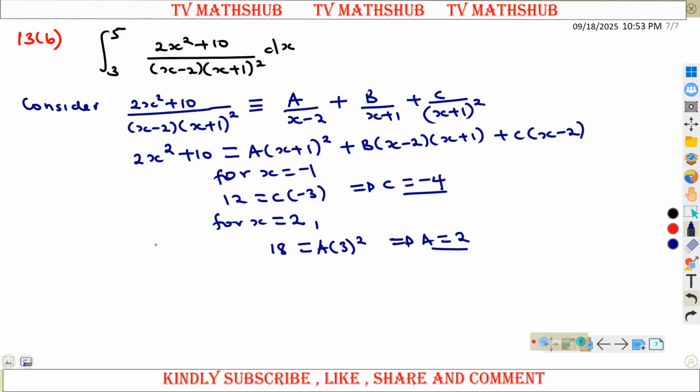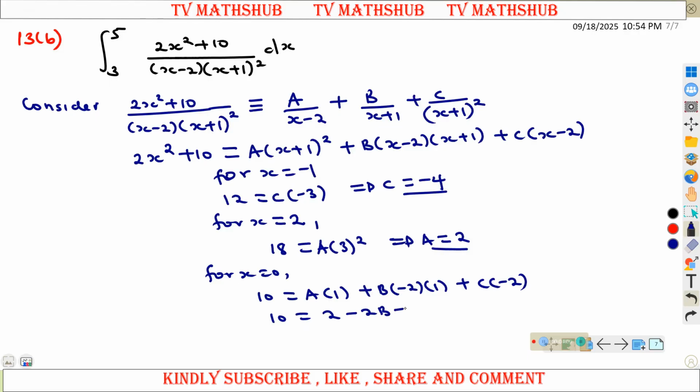Next, we can try to put x equal to 0. If x is equal to 0, we shall have 10 equal to a into 1 plus b into negative 2 into 1 plus c into negative 2. So this implies that 10 is equal to a, which is 2, minus 2b plus c, which is negative 4, this will give us 8 minus 2b. So this side is 10, so your b will be 0. So what does this imply?